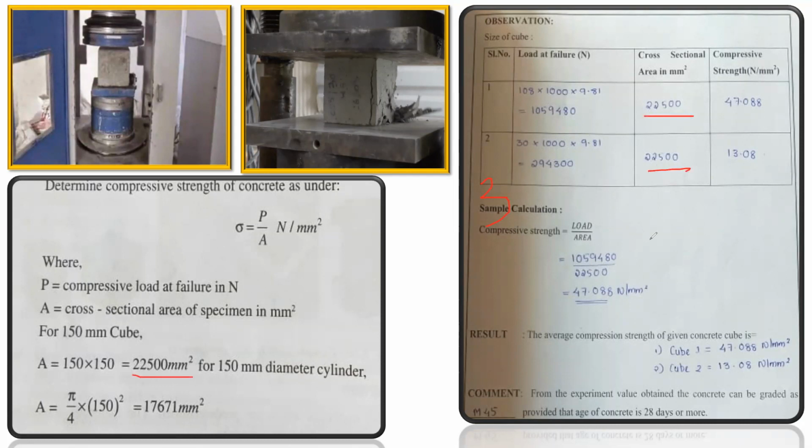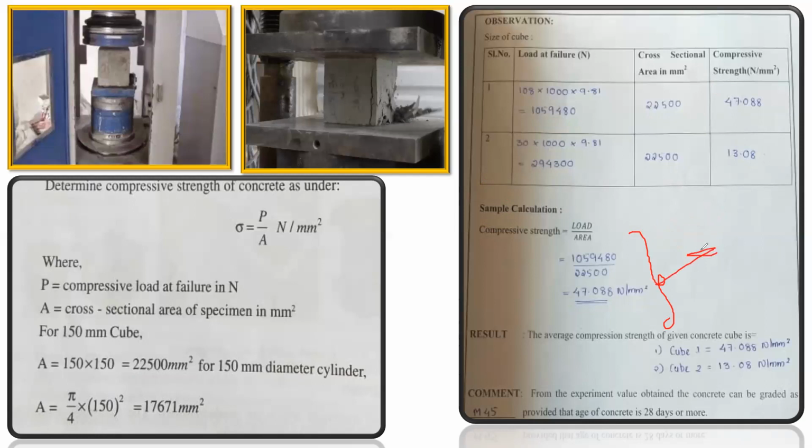So what you need to do: stress is equal to force upon area. That is load, they are getting it from here, 1059,480, divided by area. Area is here. You get this as the strength of my concrete. I've done it for this. Similarly, do it for the second cube also, the same thing. Similarly, you are going to get another cube. You have to do it for the third cube also. So once you do it for the three cubes, you have to take the average, and that average will give you the characteristic compressive strength of my concrete.